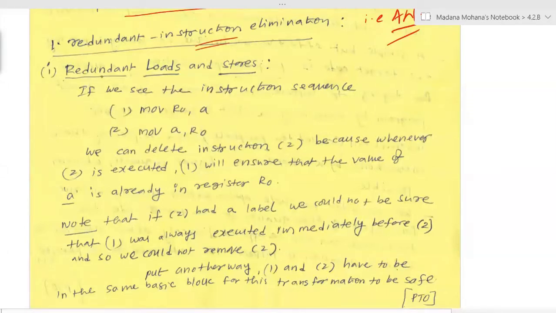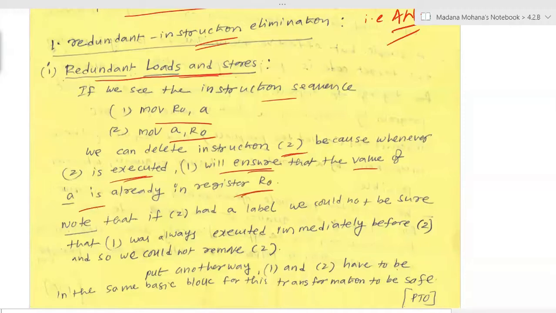Here we have two cases. First one, redundant loads and stores. This we already discussed during the introduction of code generation. Similar example: if we see the instruction sequence, move R0, A, then move A, R0. Here this is repeated. Why? Because R0 contains the same value A. We can delete instruction 2, move A, R0, because whenever 2 is executed, 1 will ensure that the value of A is already in the register.